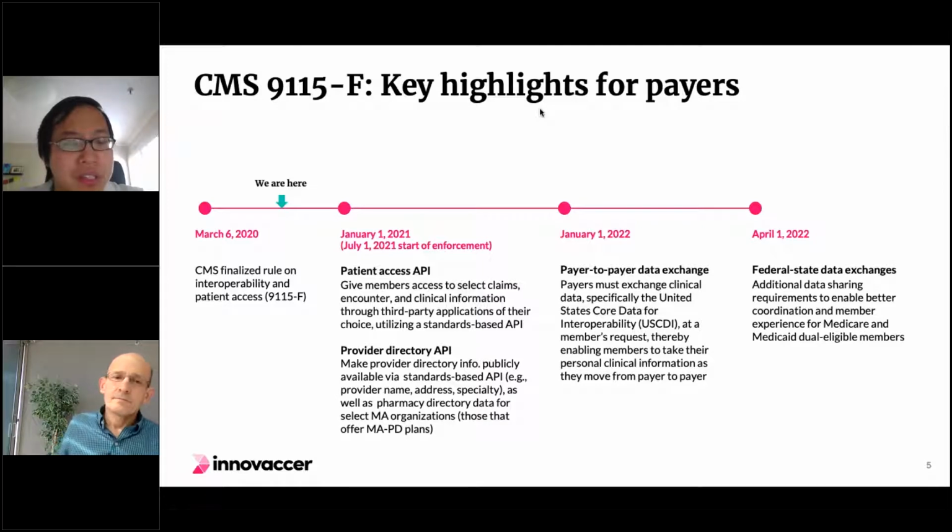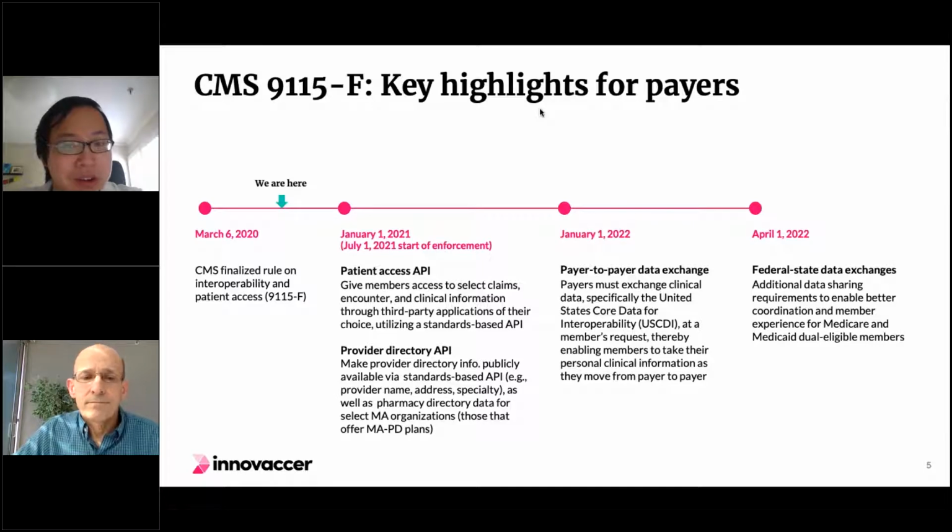Efforts that are really oriented around making interoperability better, and specifically better for the member, so that the member can get access to certain claims and clinical information through third-party applications where they give permission to, and secondarily, where they can get some foundational details on the provider directory, and also in the case of MAPD plans, the pharmacy directory details. I really contrast that with the next phases coming in 2022, both January and April, oriented around data exchanges.